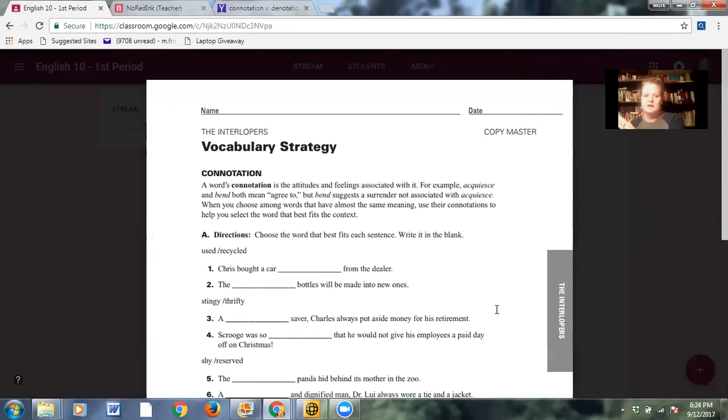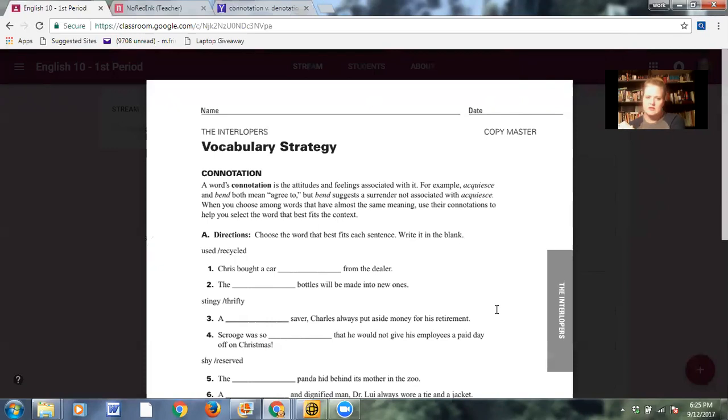All right, let's look at activity A. Choose the word that best fits each sentence. Write it in the blank. Our first word pair is used versus recycled. Which works better in this sentence? Chris bought a car used from the dealer, or Chris bought a car recycled from the dealer? I don't know about you, but I think used might be the best option.